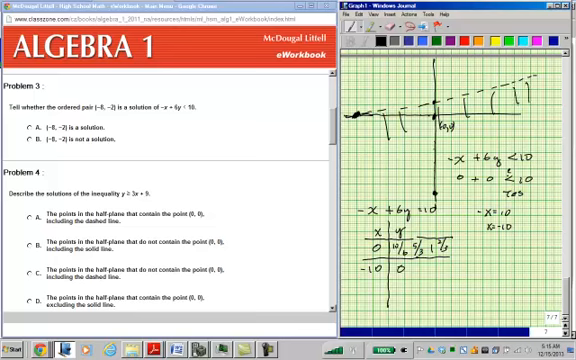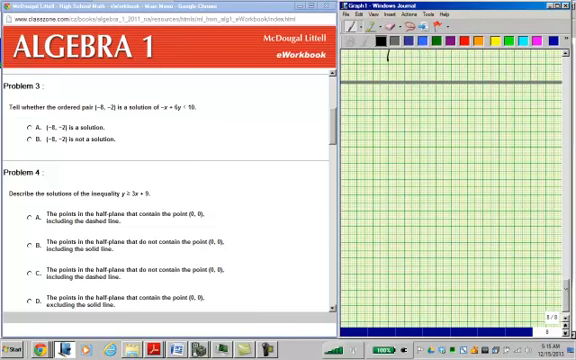Now, let's talk about something else in problem 3. We got the equation. So far, we've been dealing with these equations in standard form. We got negative x plus 6y is less than 10. But suppose it was in another form, like slope-intercept form. That'd be another way to graph it.